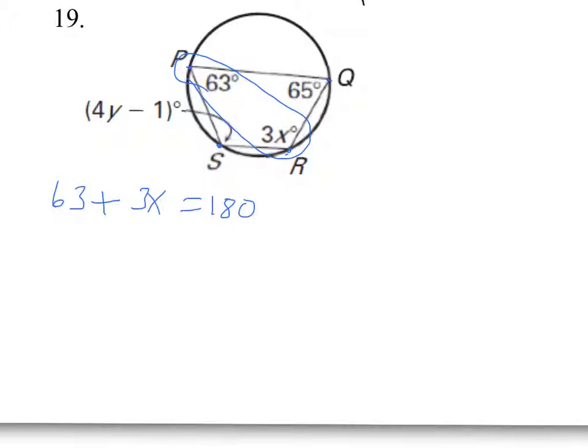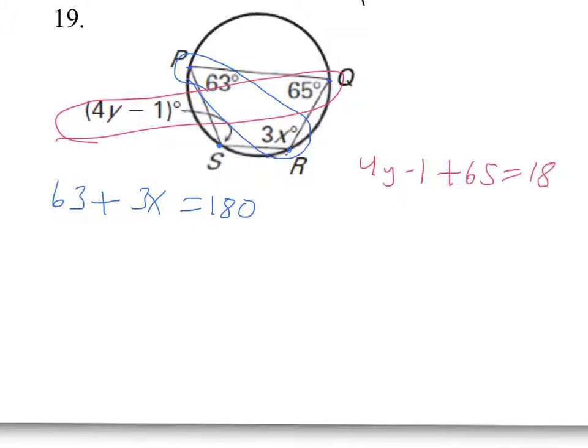And so you would just solve that. We would do the same thing with the other pair, 4y minus 1 and 65. Together, those add to 180. We had a quiz over this, and a whole lot of people knew that there was something to do with the opposite angles, but they set them equal. They said 63 equals 3x. Nope, not true. They are supplementary. They add up to 180. So let's go ahead and solve both of these now. We've already done the new part of setting it up, and now we just solve these.